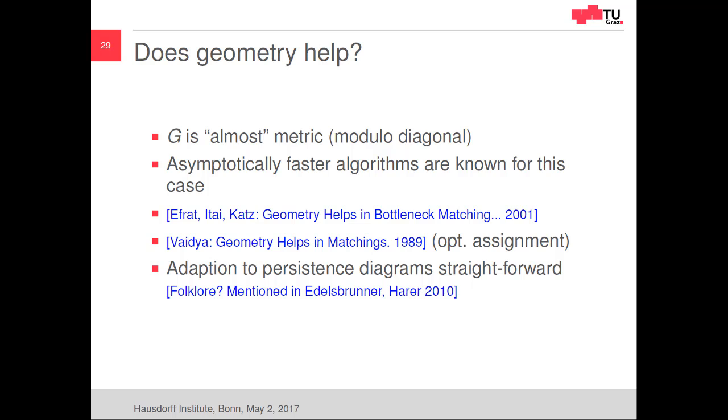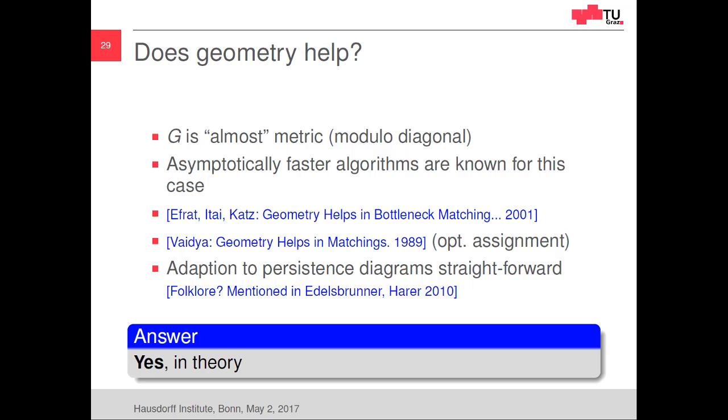Now, okay, so for metric graphs, it's fine. Now, does this diagonal business screw up anything? The answer is no. It's very easy to extend this to persistence diagrams, and I'm not sure of the real reference for this, but at least in the bibliographic notes of the Edelsbrunner-Harer book, you can read that this is possible. Yeah? So, short answer, geometry helps in theory.